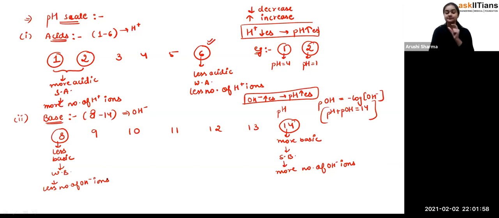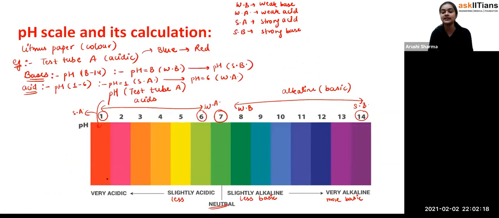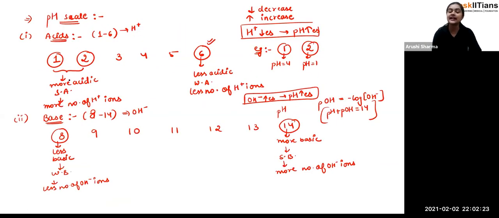The 1 to 6 range is the acidic range, where H ions will be there. The 8 to 14 range is the basic range, where OH negative ions will be there. When H ions are less, the pH increases, as we have seen from the pH scale. As you can see here, slightly acidic and very acidic. If it is very acidic, it is more acidic in nature. Strong acid, more number of H ions, that means the pH will be less.